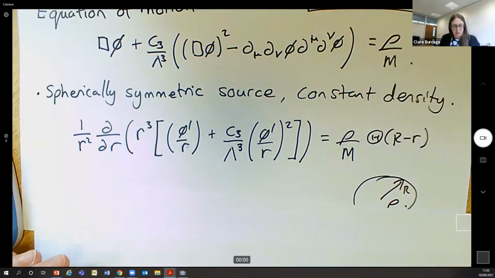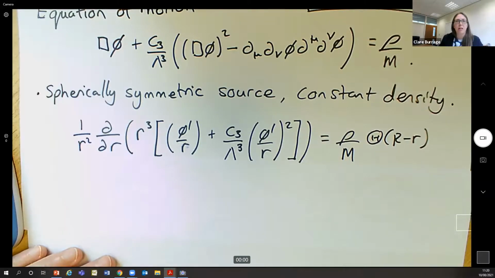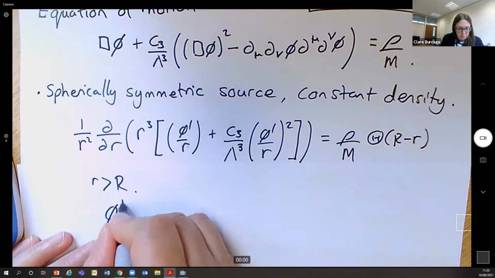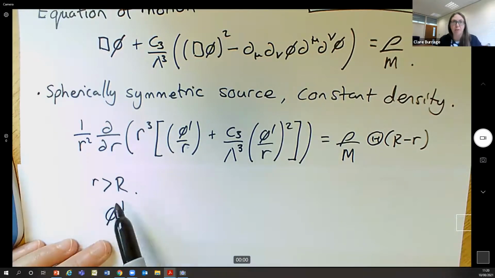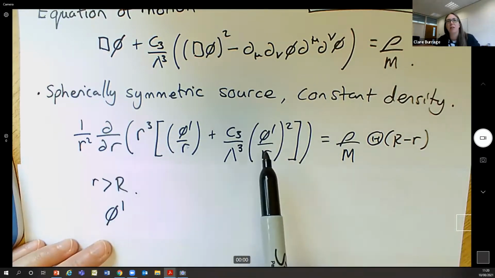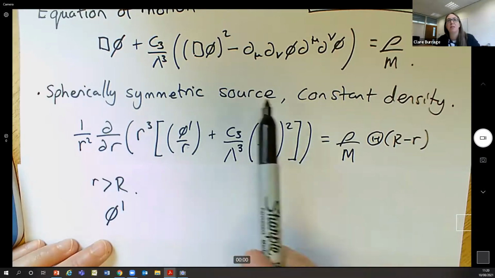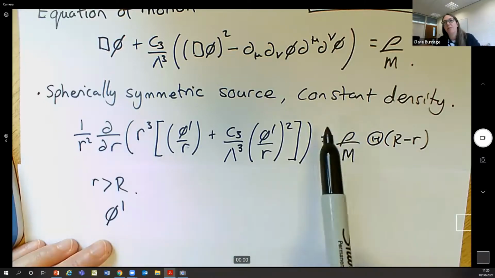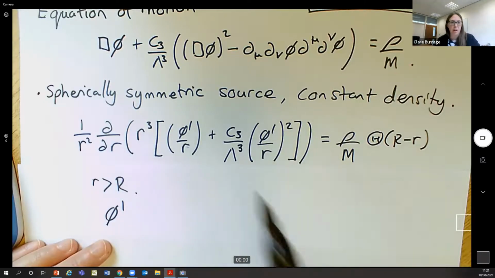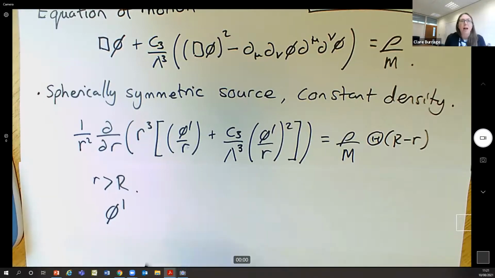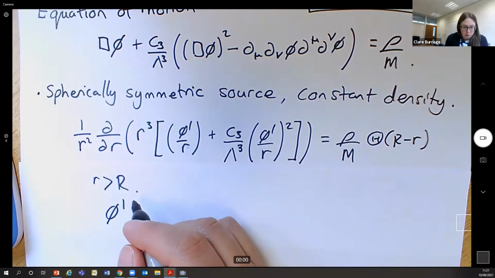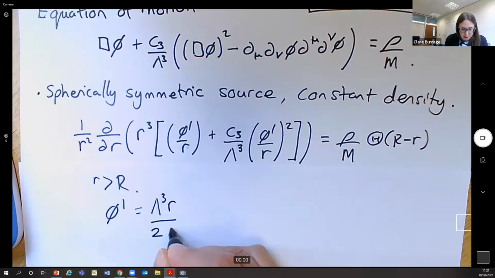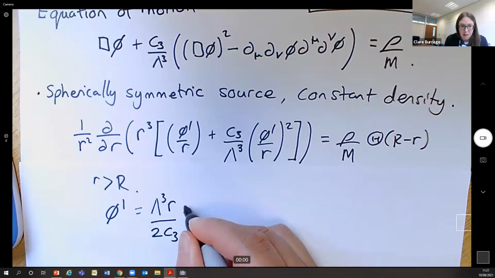And if you go through that calculation, what you find is that outside the source, r greater than R, phi prime, well, if we're just solving for phi prime, this is just a quadratic equation. This piece is quadratic in phi prime, and we can integrate up once when the density is constant. So this is a relatively straightforward equation to solve, and we find phi prime. I'm again skipping the steps to get there.